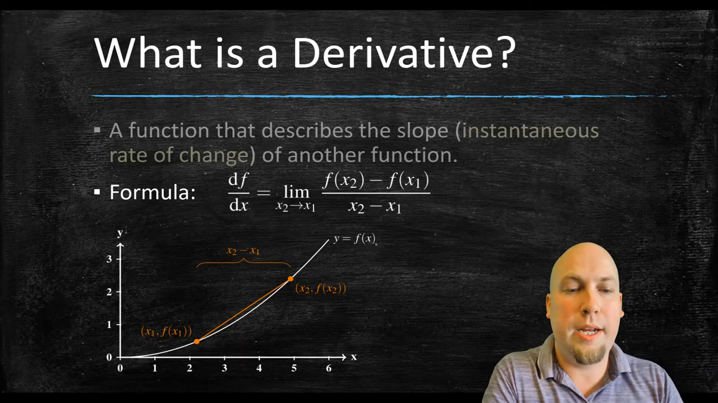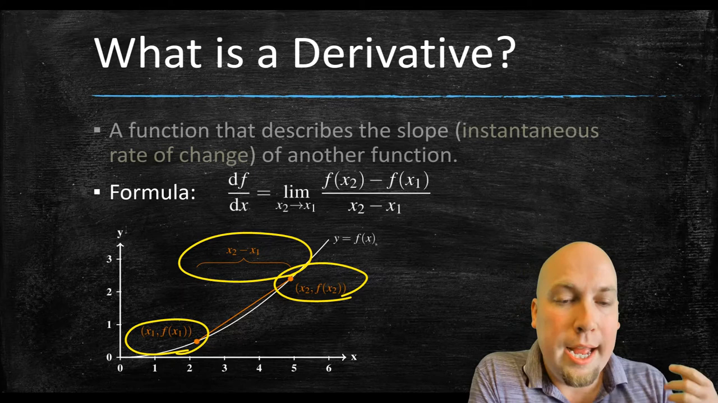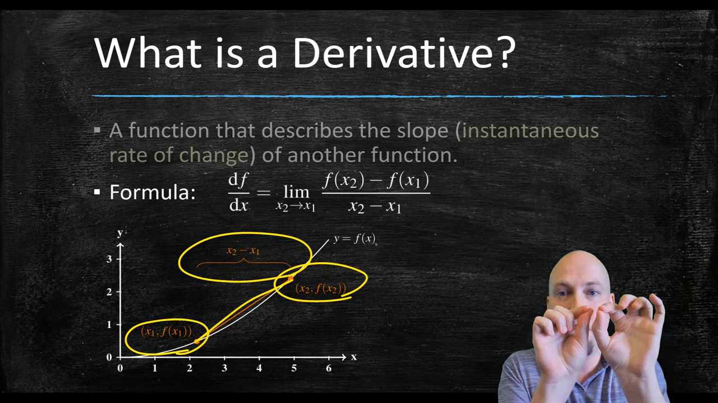And the picture here is just what we've got down here, okay? You've got a left endpoint of some interval, and a right endpoint of some interval. The interval is of width x2 minus x1, okay? And then the average rate of change over that interval is just the slope of this line segment connecting those two endpoints of the interval, okay? Then as you make that interval shorter and shorter, you get closer and closer to the instantaneous rate of change.